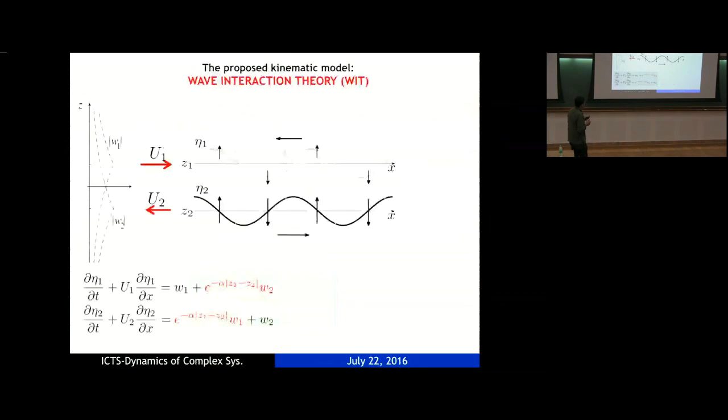So let's move to this thing which I call the wave interaction theory. You have a question? Oh no.